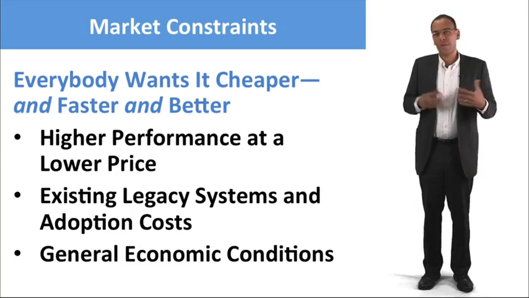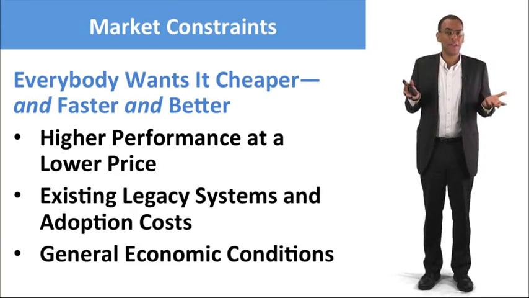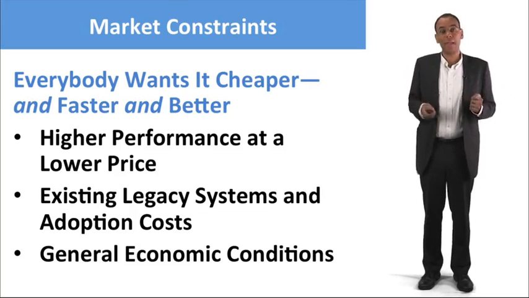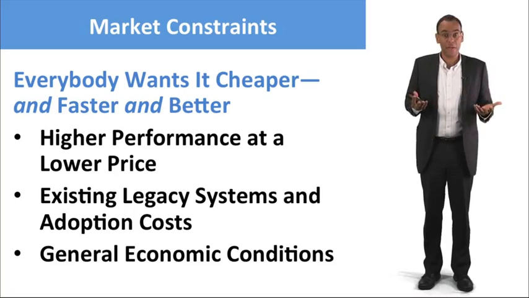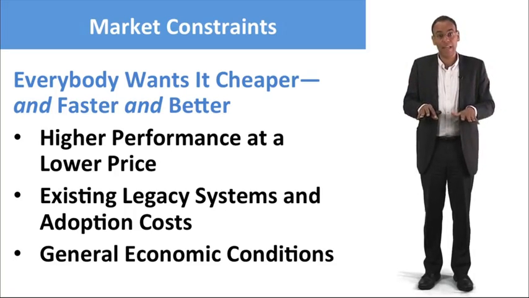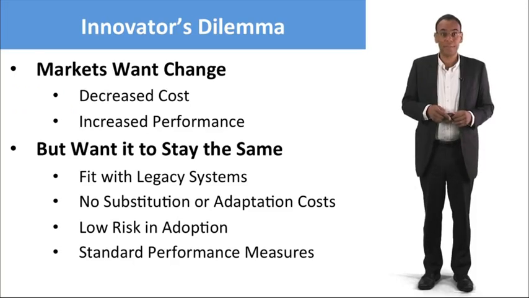And then we're going to talk about general economic conditions. If there's lots of money around, then I can buy my iPhone 5, my iPhone 6, and my iPhone 7. However, if there's not a lot of money around, that is, the general economic conditions are tight, I'm less likely to engage in adoption of new innovations.